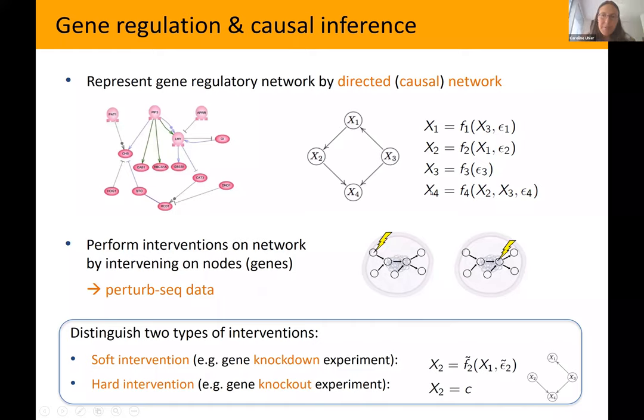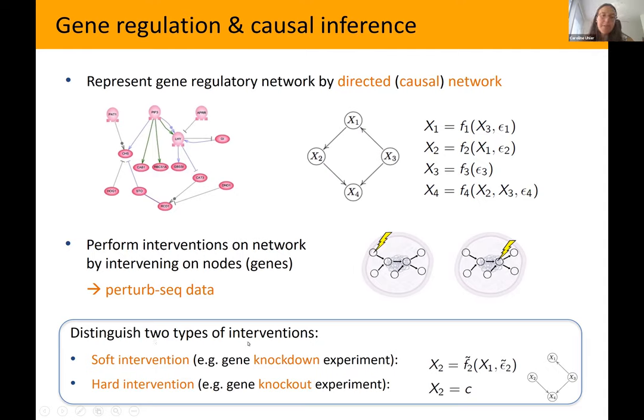Okay, so this is the very standard and old model that I'm going to use, but I really want to use it in all its generality, namely nonlinear functions and any kind of noise that you want to have. Okay, now if you want to think about predicting the effect of an intervention, well, let's now set up a framework for actually thinking about interventions. And again, I'll come from the genomics perspective.